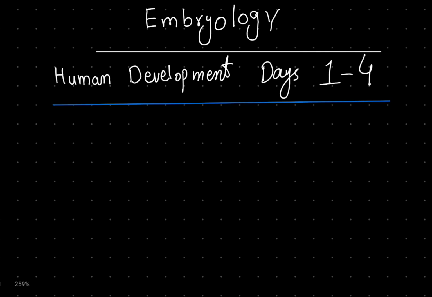Now we are starting the embryology series, and first we will discuss the human development phase from days 1 to 4. In human development, step 1 is fertilization. Fertilization is the first step in human development.